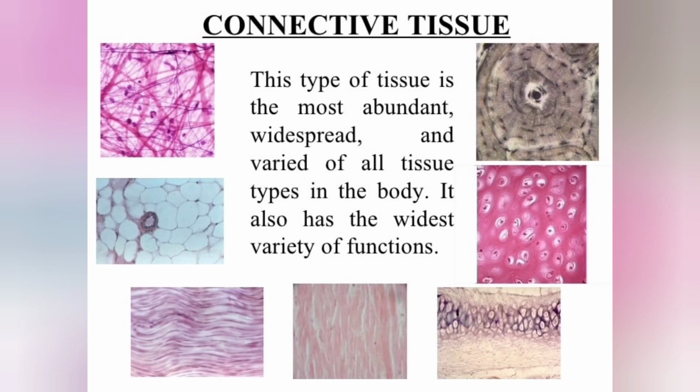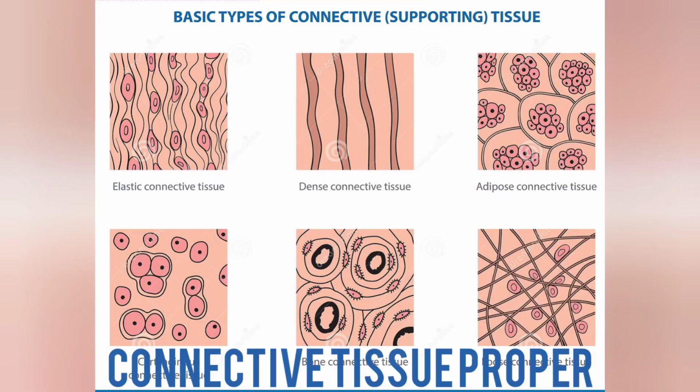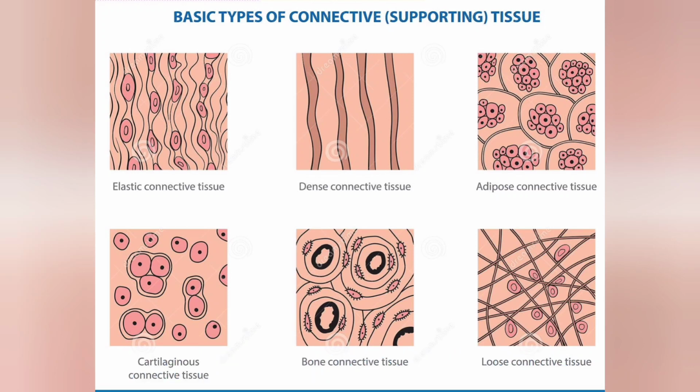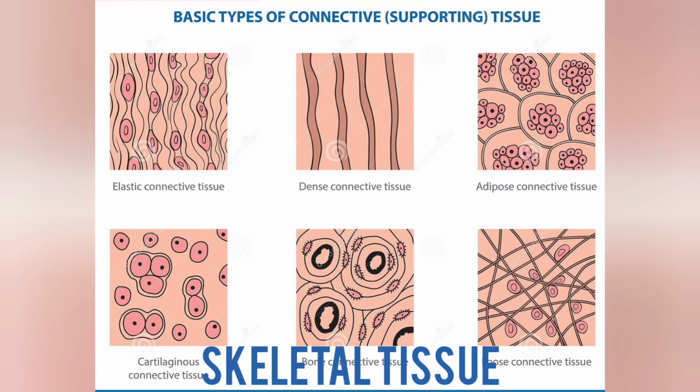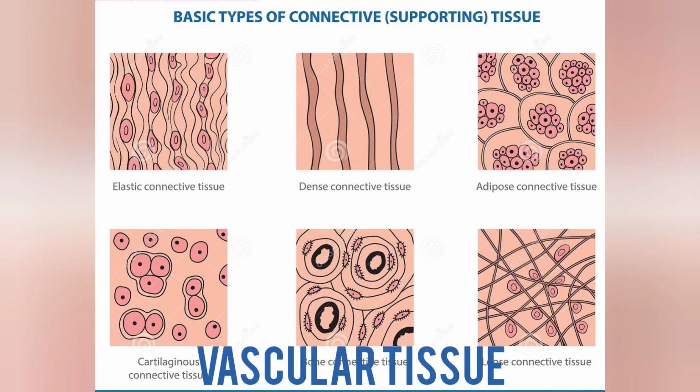The matrix is generally secreted by the living cells of the connective tissue. It can be jelly-like, fluid or solid. So on the basis of the nature of the matrix, connective tissue is of three types. Number 1, connective tissue proper, which means the matrix is jelly-like or dense. Number 2, skeletal tissue, which means the matrix is solid. And number 3, vascular tissue, which means the matrix is fluid.